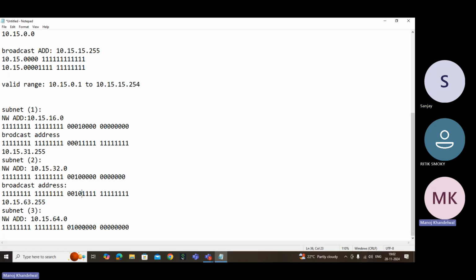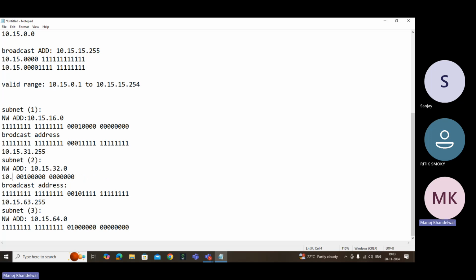The network address will be this. This is the subnet mask. No, this is the subnet. I'm talking about the subnet mask, you're confusing between these. Just a second. This is not the broadcast address at all. Everything is gone for a toss. Here, what we are doing is, it should be like this.